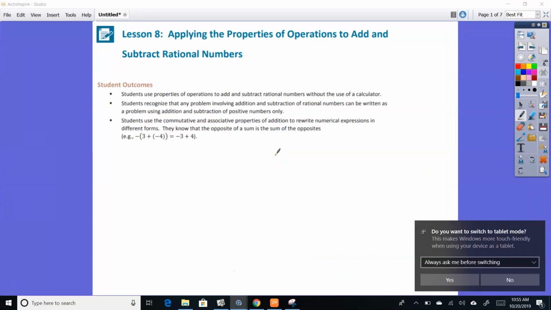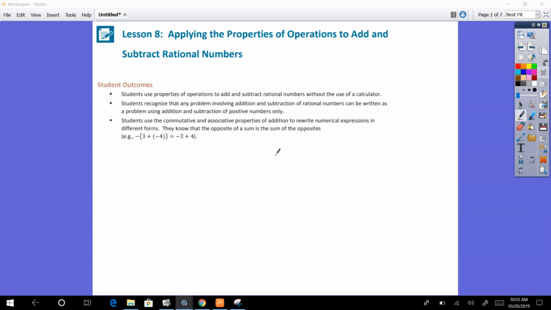Hi, this is Ms. Pellegrin, and today we're looking at Module 2, Lesson 8, Applying the Properties of Operations to add and subtract rational numbers. So today we are looking to use properties of operations to add and subtract rational numbers without the use of the calculator. So we're just going to be looking more in depth into adding and subtracting rational numbers.